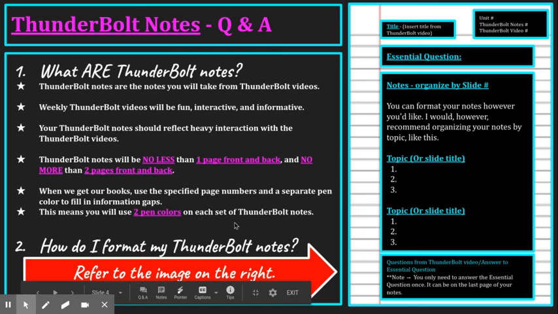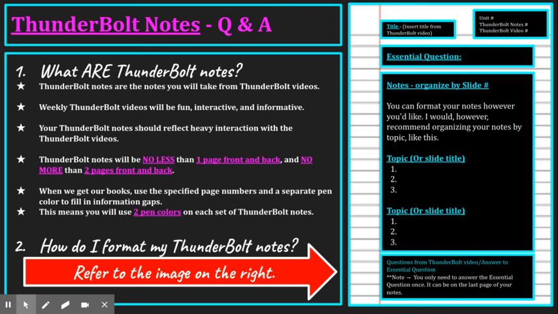So there will be 2 pen colors on each set of Thunderbolt notes. One color will be the notes you took from the video. The other color will be supplemental information that comes from the textbook. I hope that makes sense. If you guys have any questions about that, please hit me up so that I can take care of it.